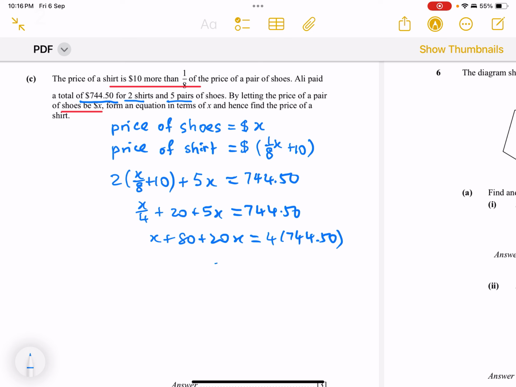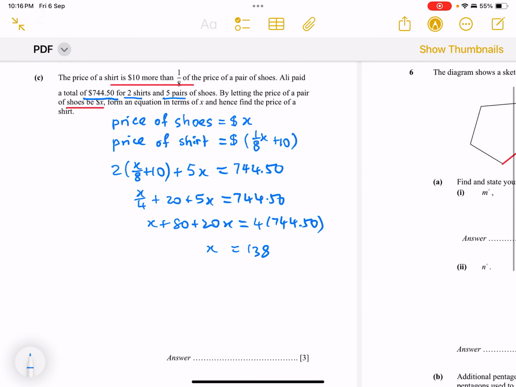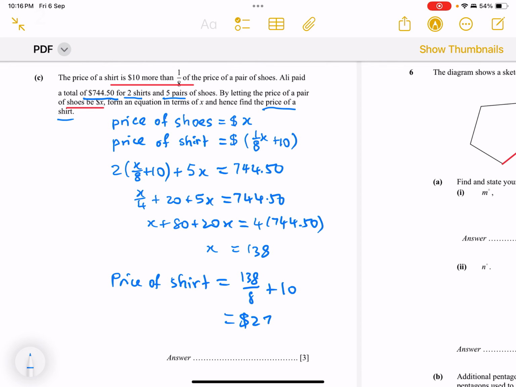Alright, so eventually we work it out. X will be 138. Therefore, we want to find the price of a shirt. So, price of shirt. Don't forget to write a statement. Is 18 plus 10. That is 27.25 cents.